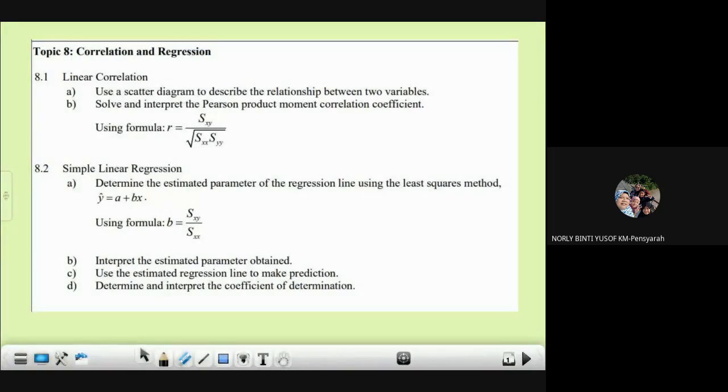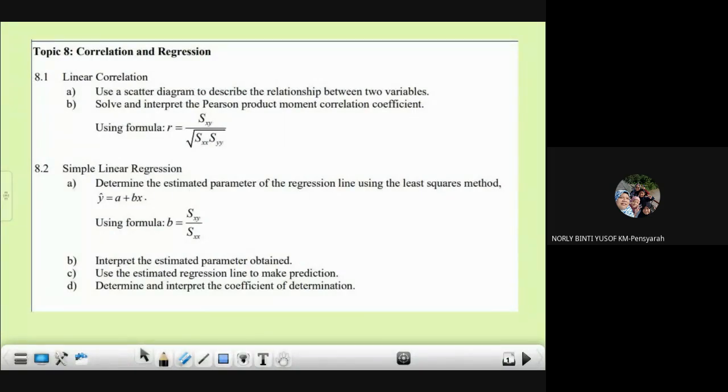Okay, 8.1 linear correlation. Firstly, you have to use scatter diagram to describe the relationship between two variables. Maknanya use tu pakailah. Kalau syllabus lama, you have to draw the graph of the scatter diagram. Tapi dalam new syllabus, kita hanya use saja. Maksudnya scatter diagram is given to you. You need to use and to describe the relationship between the two variables. So you tak perlu draw the scatter diagram lah. Tapi nanti kalau tengok kat pasir, kalau yang mana suruh you draw, you abaikan soalan tu, you buat soalan lain. Maksudnya drawing tu tak perlu.